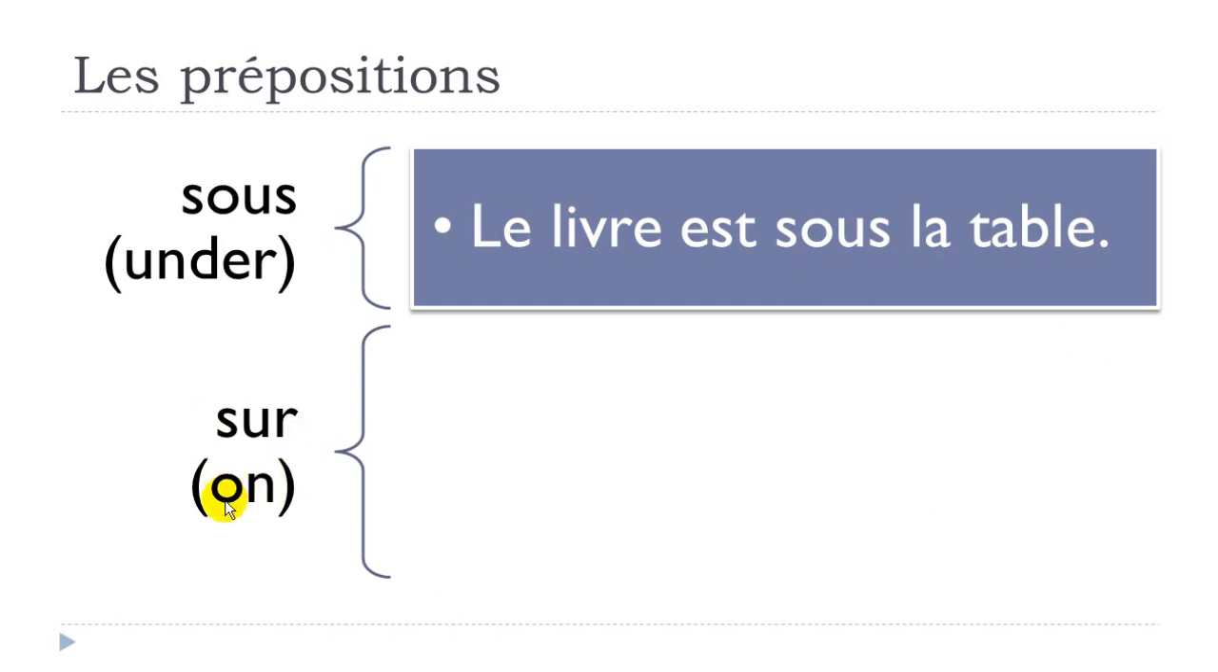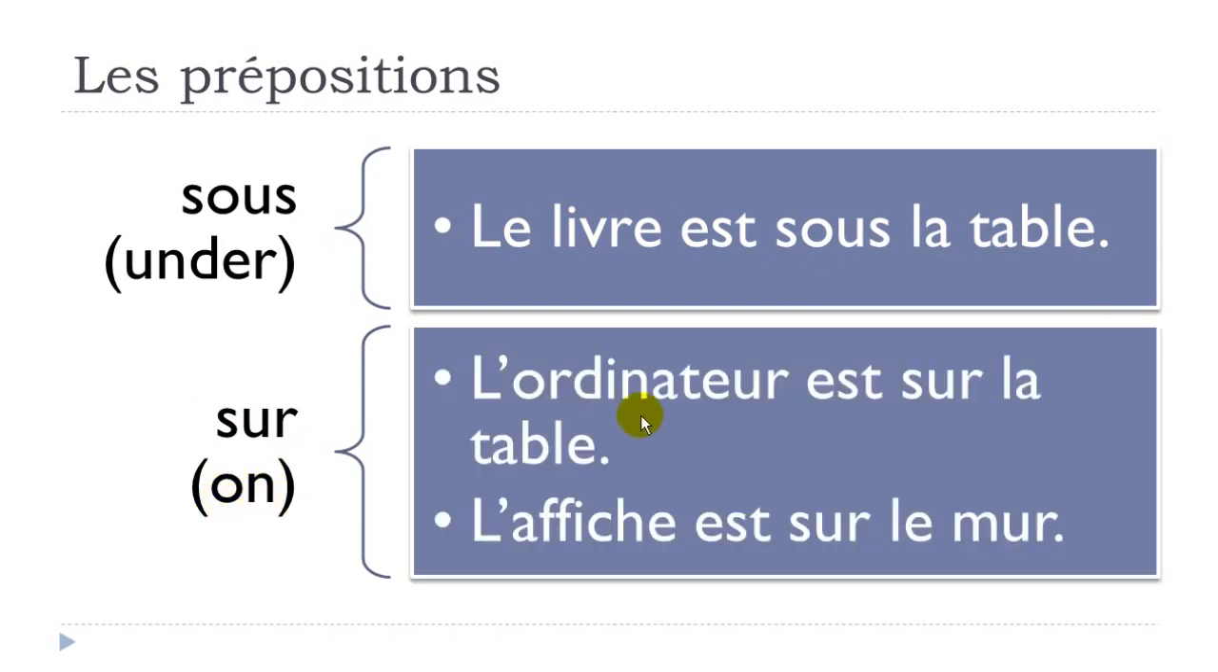Sur means on. Okay, and then we've got two examples here. L'ordinateur est sur la table. So l'ordinateur, the computer, is sur, on, la table, the table. The computer is on the table. But keep in mind that it's also possible to use this sur if we're talking about the wall, for instance. So we could say l'affiche, so affiche is poster, l'affiche est sur le mur. Alright, so it could be for la table or any other things like that, and then as well for le mur, okay, sur le mur.